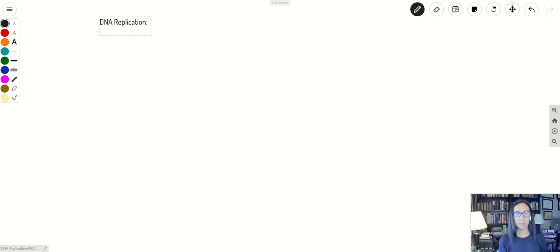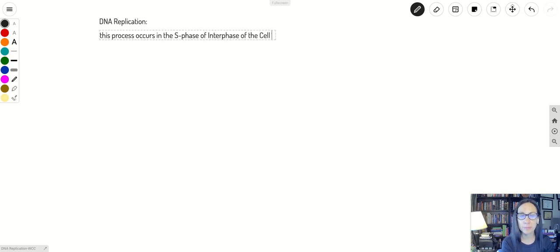Before we get into that, I would like to remind you that the reason why DNA replication needs to occur is because sometimes cells need to replicate. And so when a cell needs to replicate, it needs to first replicate all the DNA inside the nucleus. And so DNA replication occurs during the S phase of interphase of the cell cycle. So I'm going to say this process occurs in the S phase of interphase of the cell cycle. Okay.